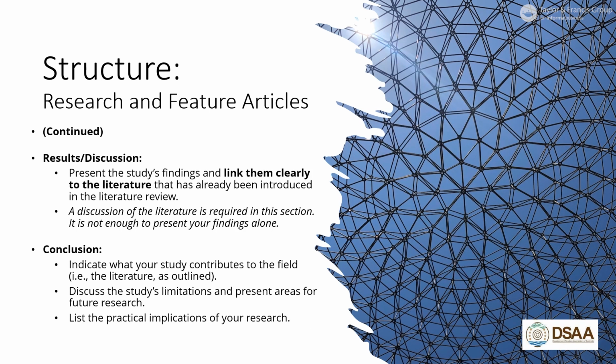Once you have introduced your topic, literature, and methodology, you can move on to your findings. Your article should contain a results section, which presents the study's findings. However, a discussion section is also a requirement. The discussion section should present the study's findings and link them clearly to the literature that has already been introduced in the literature review. New literature should not be cited here.